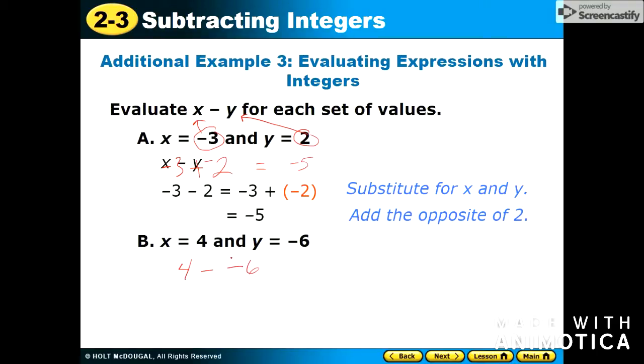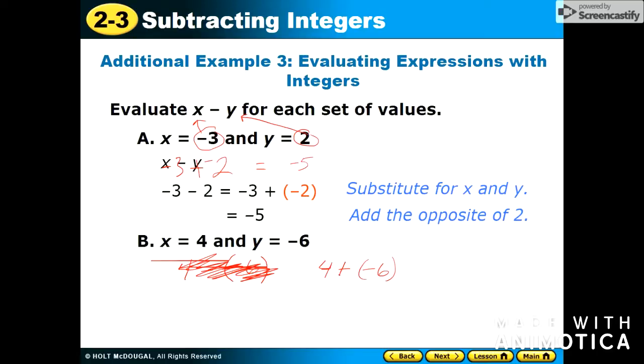I'm going to add in some parentheses here just so that I can keep track of my negatives. Okay, negative 4 minus negative 6. The reason I add those in again is just so I can keep track of what's minusing here, what's subtracting, what's positive, what's negative. It just looks confusing.